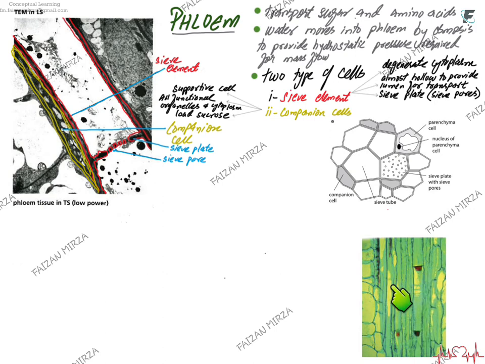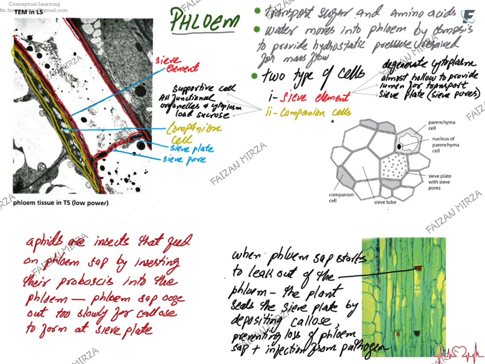This actually shows you the phloem, and this is again a section of the stem from where the phloem can be seen, and these are the sieve pores. You can see the sieve plates. These have some deposits of this dark colored substance. What is this substance? This substance is basically callose.